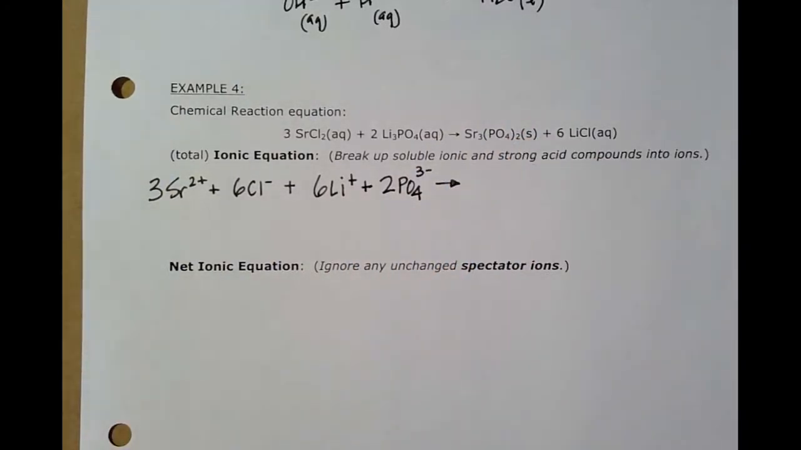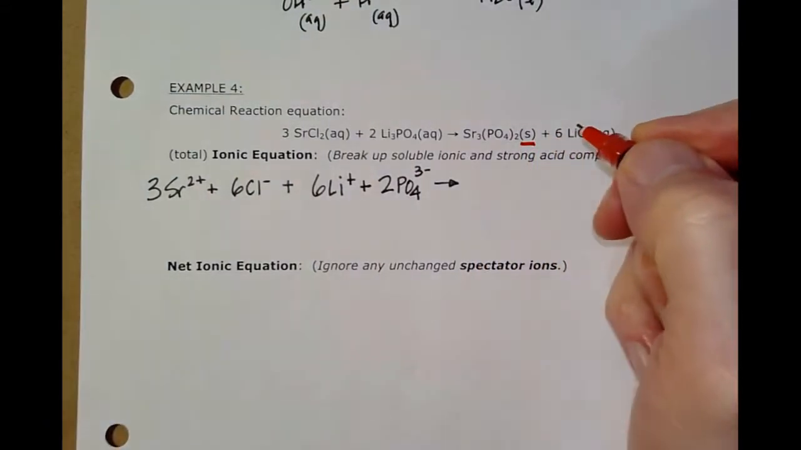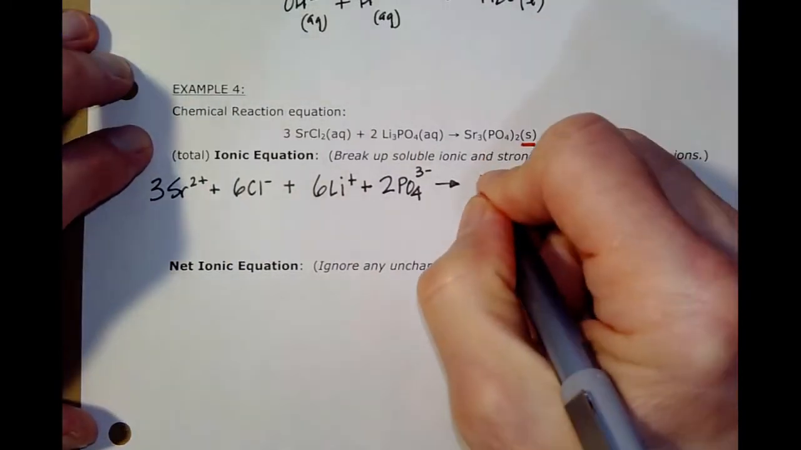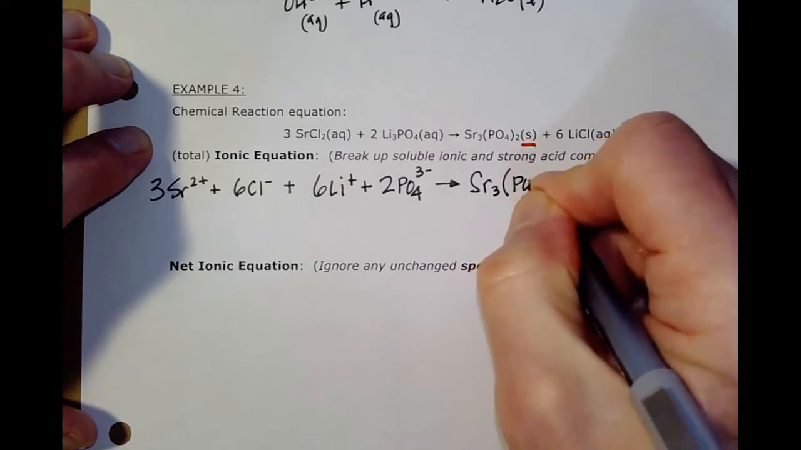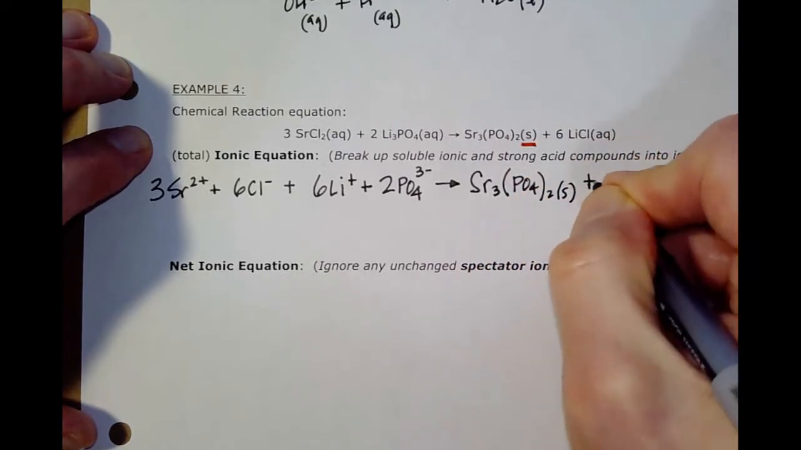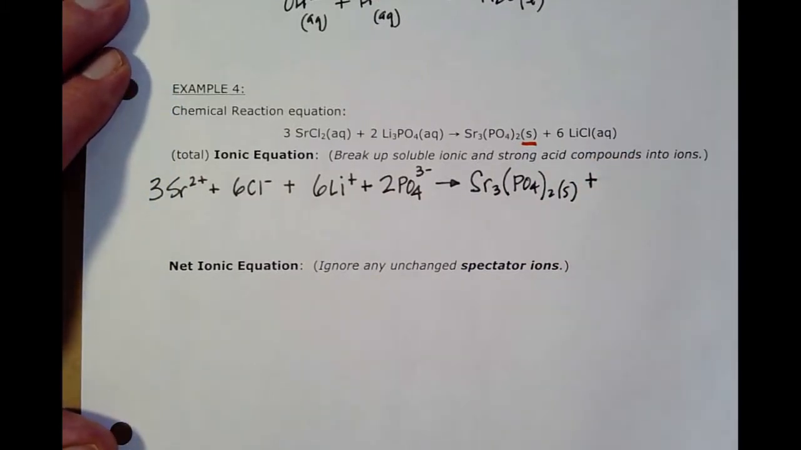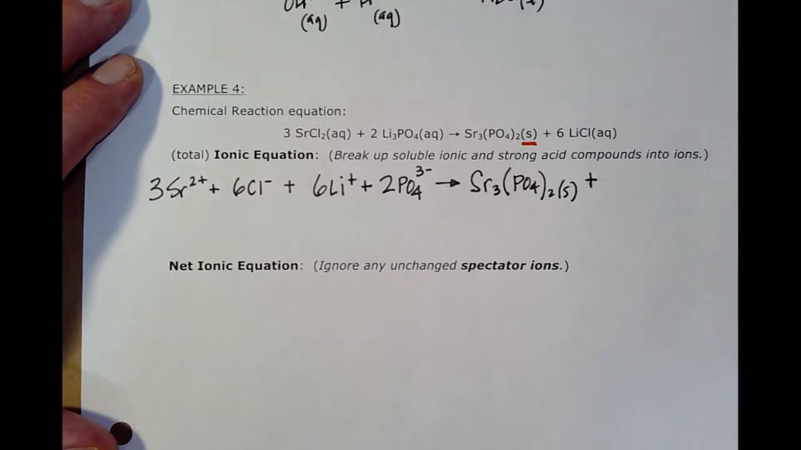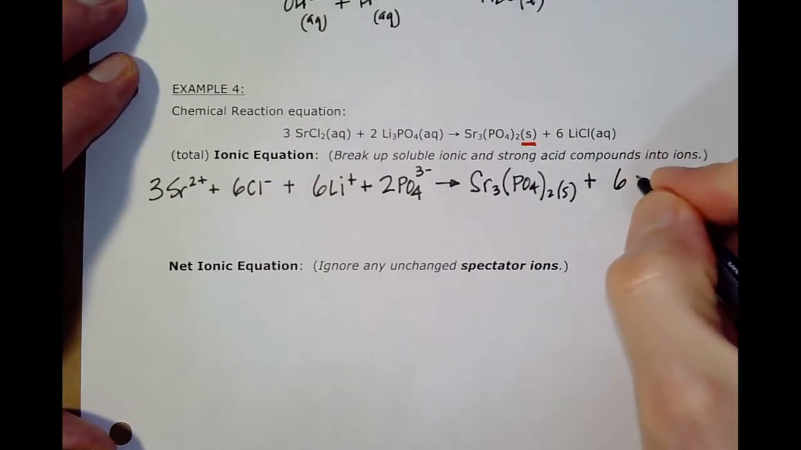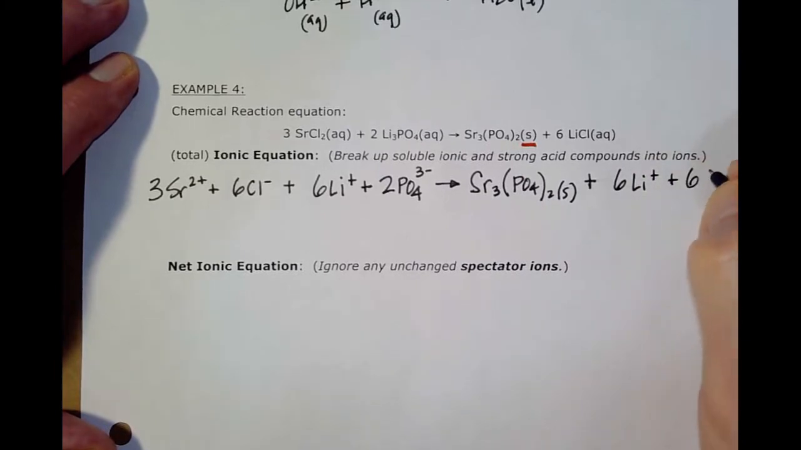Now again, if that doesn't make sense, you want to stop and think, well, how did that work? How did I know the PO4 stays together? Well, in chapter 3, I made a flashcard that says that's phosphate. So again, if I don't know that, I'm sort of sunk at this point. On the other side, there's my solid. That's not going to break up. Sr3(PO4)2, solid, plus lithium chloride says aqueous. And our solubility rules would tell us that lithium compounds and chloride compounds are soluble. So I've got 6 Li+ plus 6 chlorides.